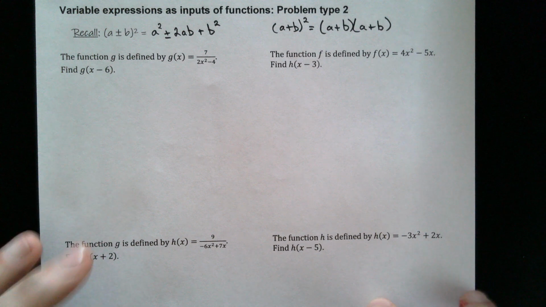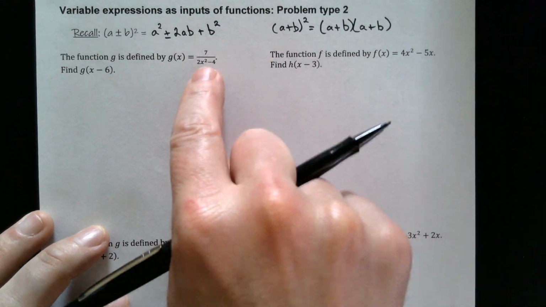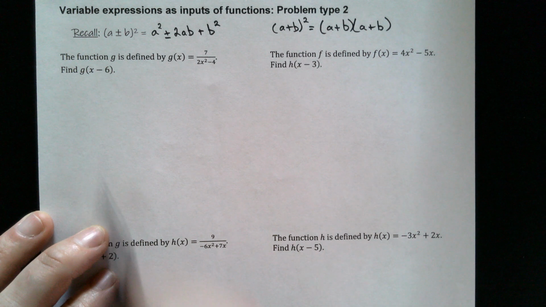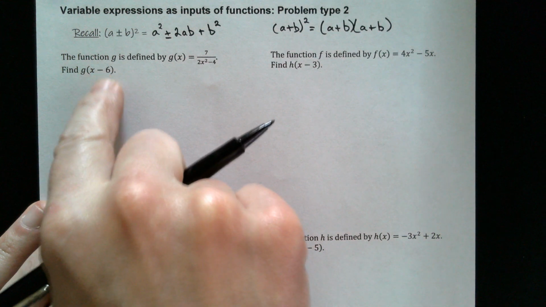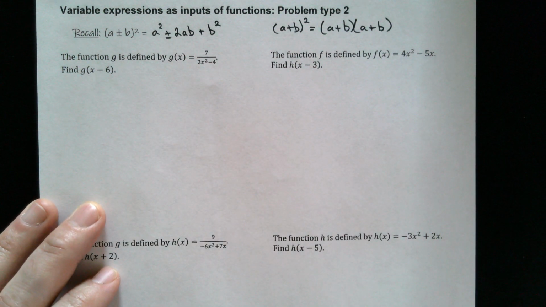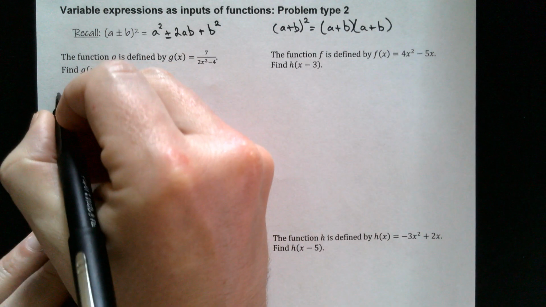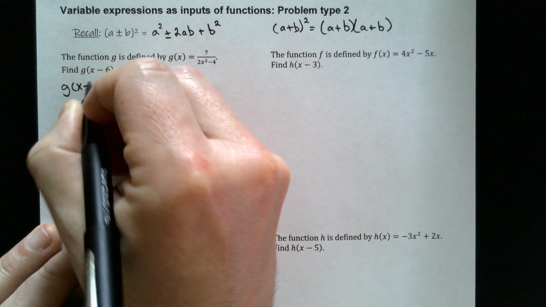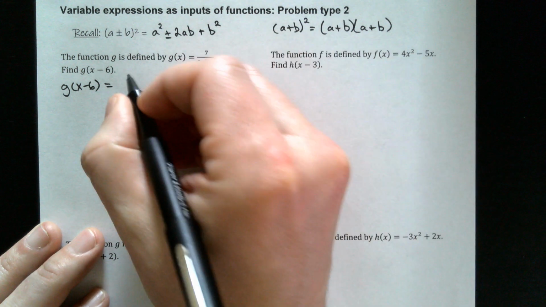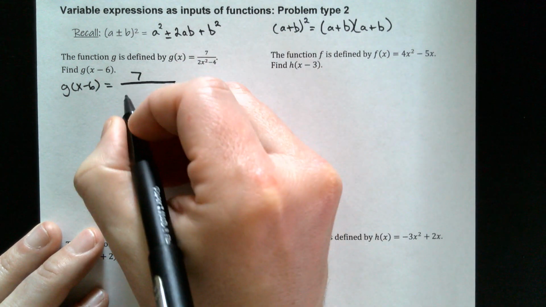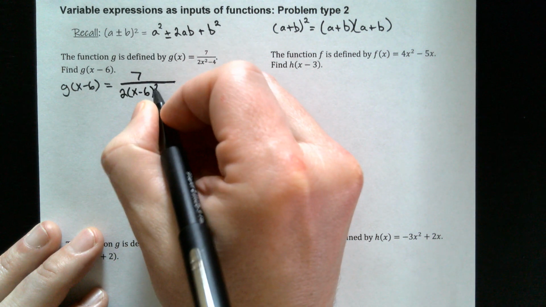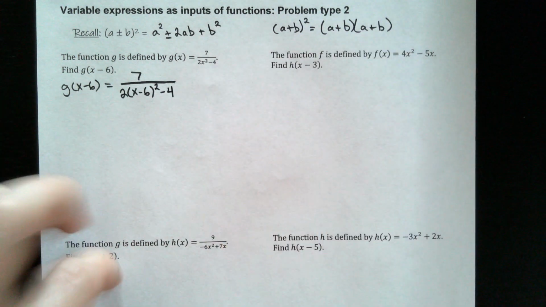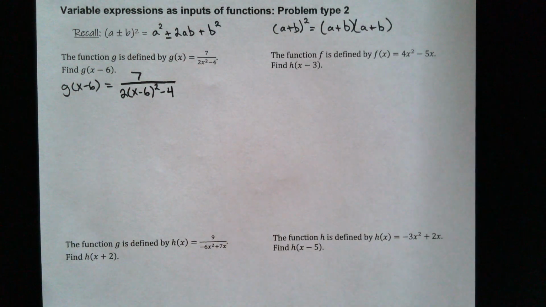We've got the function g is defined by g of x is equal to 7 over 2x squared minus 4. Find g of x minus 6. So what we're going to do is put the x minus 6 in place of the x right there, and then it's going to get squared. So g of x minus 6 is equal to 7 over 2 times x minus 6 squared minus 4. Okay, so we need to figure out what x minus 6 squared is. Let's do that over to the side.